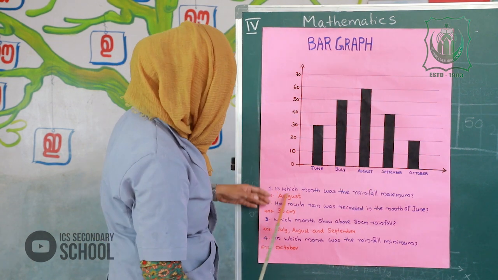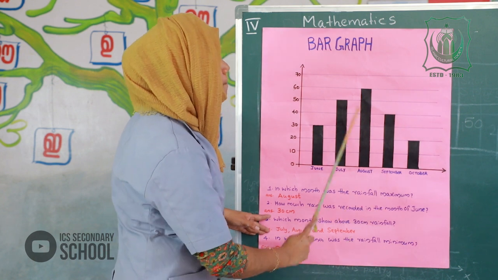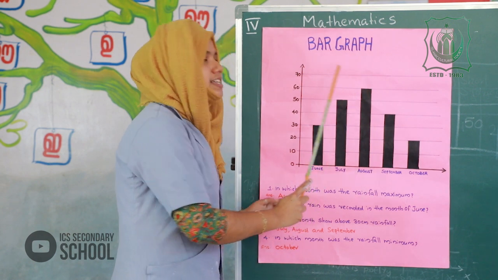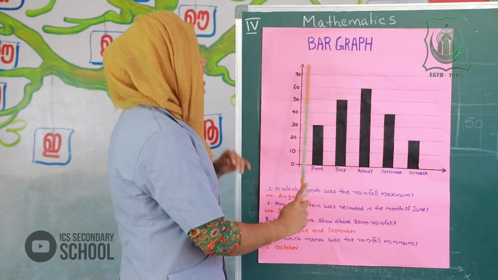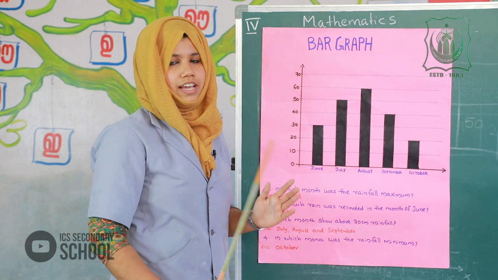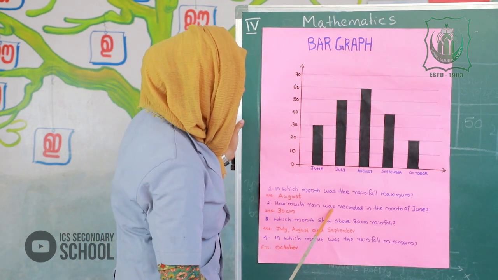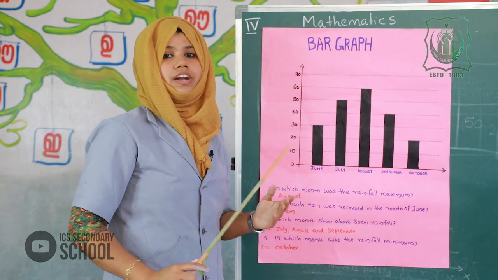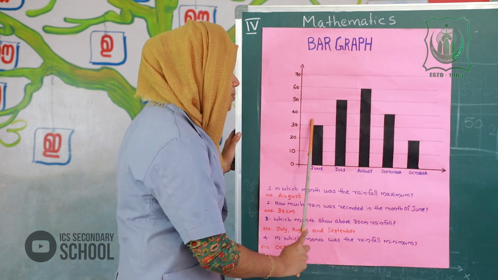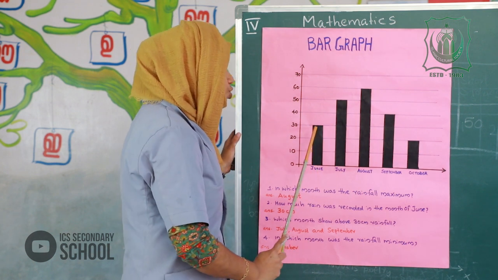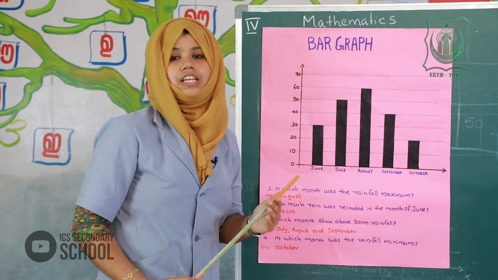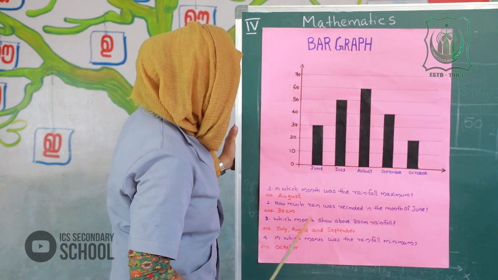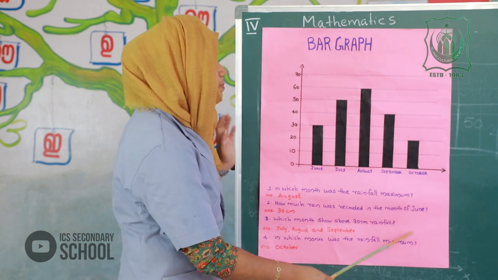The first question, in which month was the rainfall maximum? Maximum rainfall is in the month of August, and that is 60 centimeter. Is it clear? Next, how much rain was recorded in the month of June? You observe this bar graph, the rainfall in the month of June is 30 centimeter.